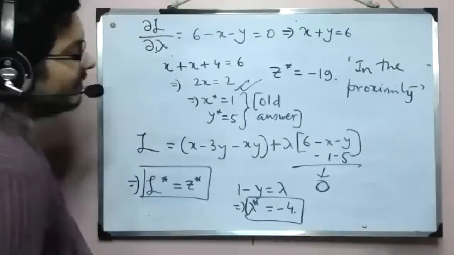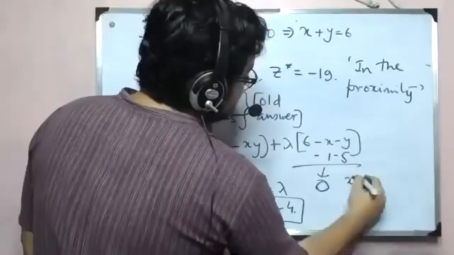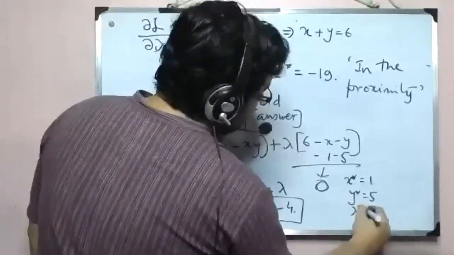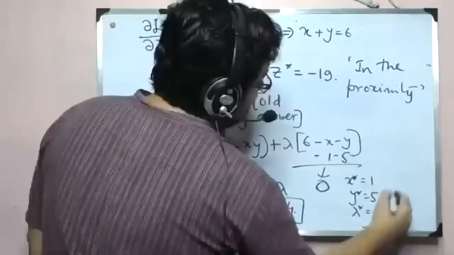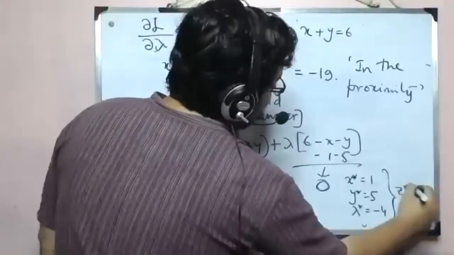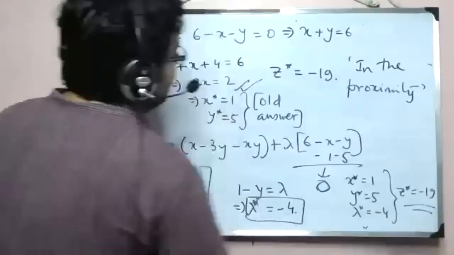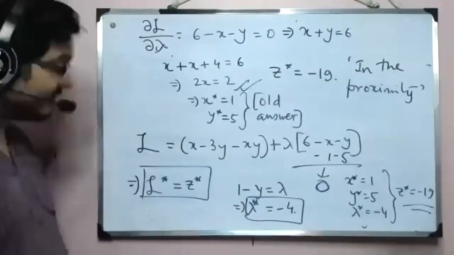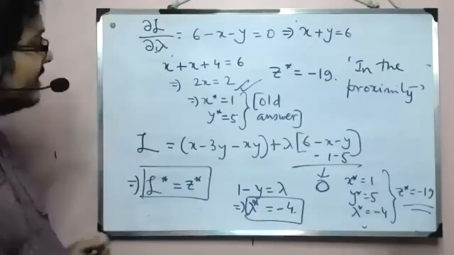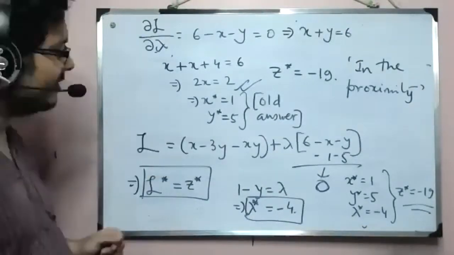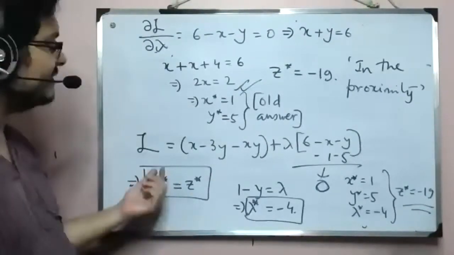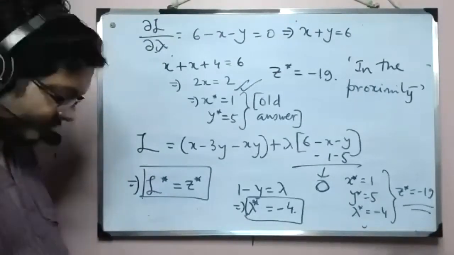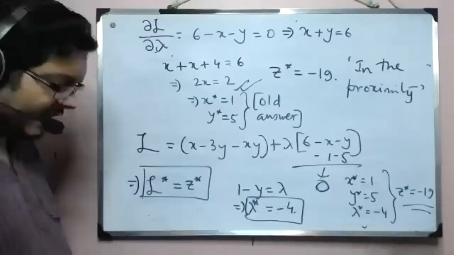Okay, so now what is our solution? Our solution is this: x star equals 1, y star equals 5, lambda star equals minus 4, and z star equals minus 19. About writing, what we say is that solving simultaneously, we get this result. And then we just mention the value of z star and lambda star.